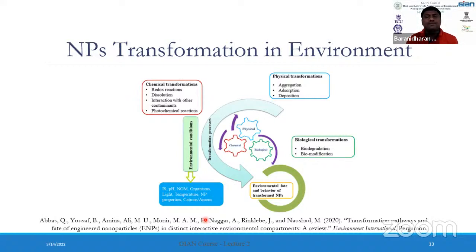The pH of the solution, what is the pH of the solution? That also plays a major role. Naturally available organic matter, be it from the decay of any organic material, light, that is nothing but sunlight, the temperature or otherwise the viscosity of the medium in which the material is placed, and the properties of the nanomaterials, be it the surface or the optical or the physical properties of the particles, also play a vital role in their transformation in the atmosphere.